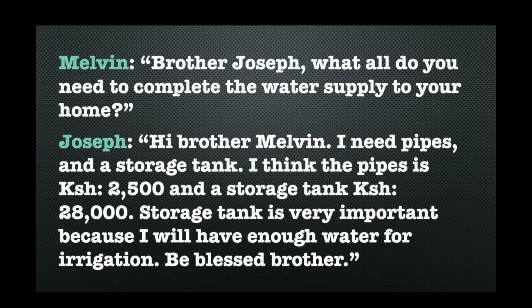So 30,500 Kenyan shillings, that's what he needs. That is less than $250 US. So the man needs $250 US so that he can have water for his family and be able to grow food, take care of his animals, and teach other people in his community how to do these kinds of things, drip irrigation and so forth.